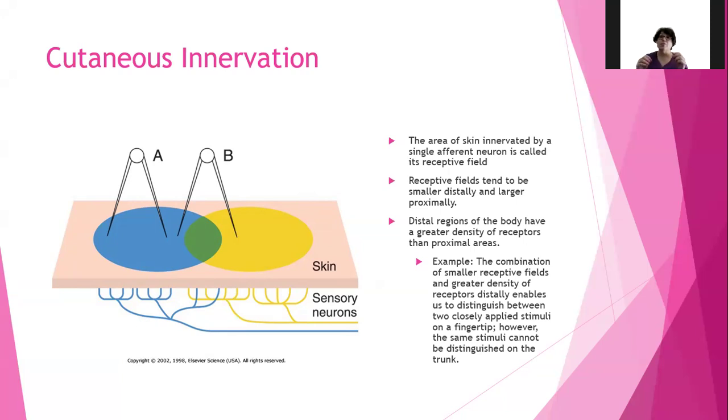So we can more closely distinguish between 2 points on your hand or on your fingers than you can on your trunk. So the graphic from the book, caliper A, both points are in a single receptive field, and so you're only going to perceive it as 1 point. Caliper B, there's 1 point in each receptive field, and you're going to perceive that as 2 points. So you can see that if the receptor fields are more dense and smaller, you're going to be able to distinguish more fine distinction between 1 point and 2 points.